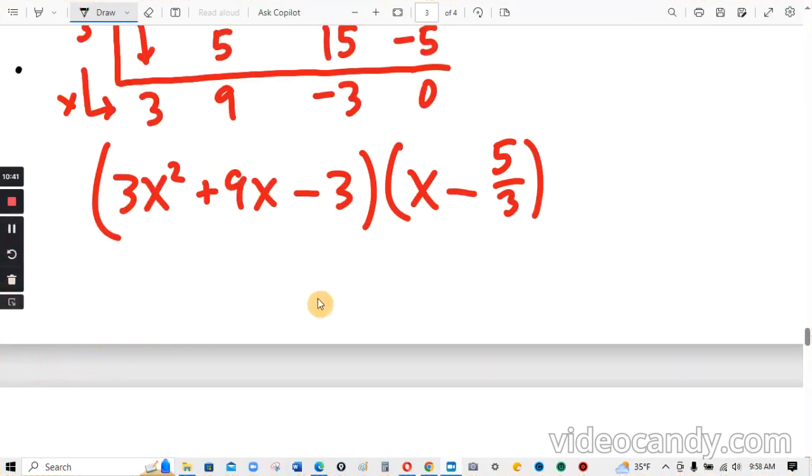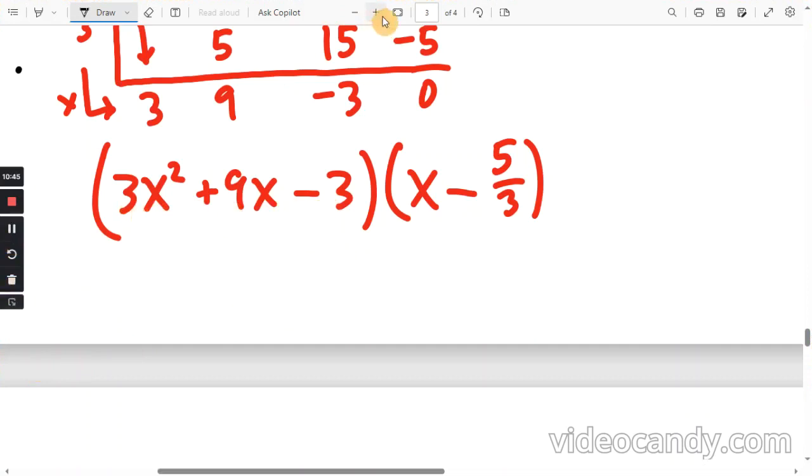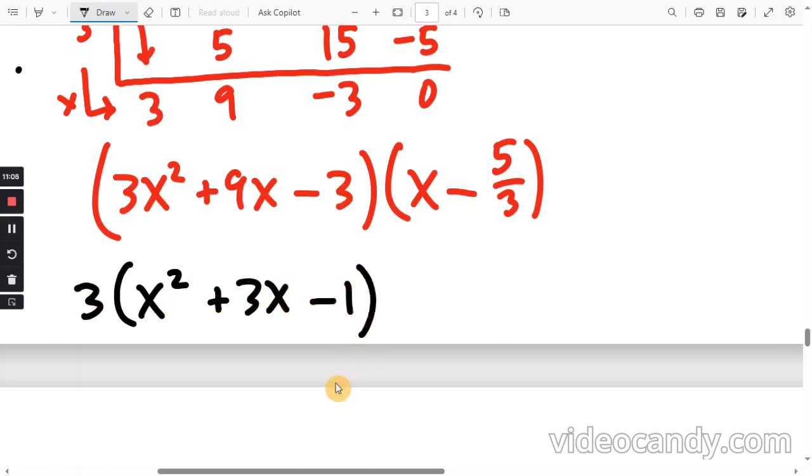All right, now there's 2 steps. This is a quadratic. We can start factoring this. I can see these are all divisible by 3. So I'm going to factor out a 3. And this one doesn't have an x, so I can't bring out an x. 3x squared divided by 3 is x squared. 9x divided by 3 is 3x. And -3 divided by 3 is -1.